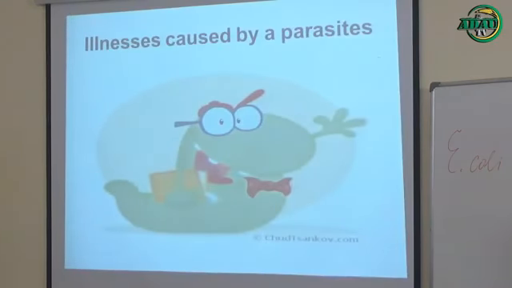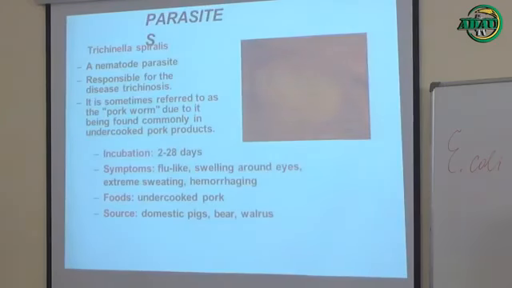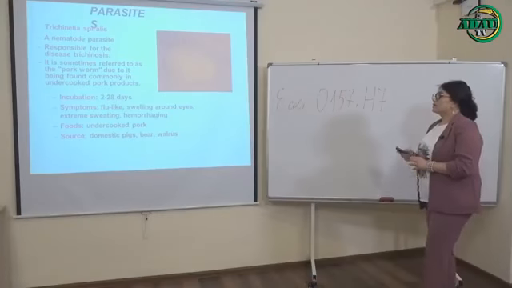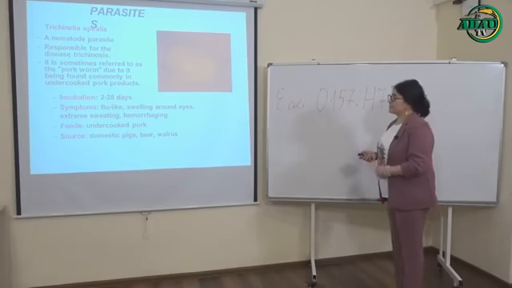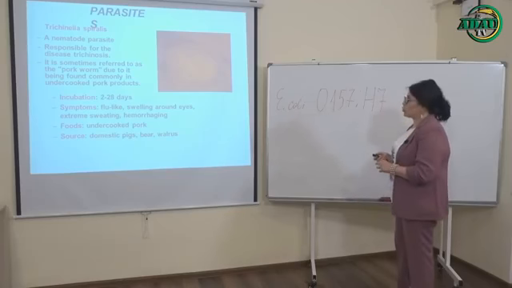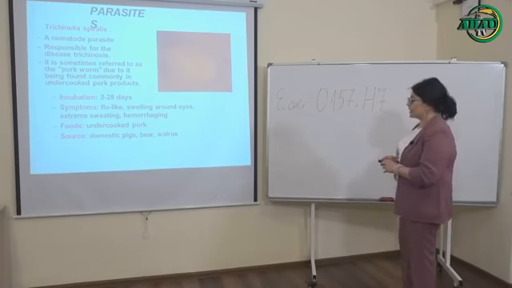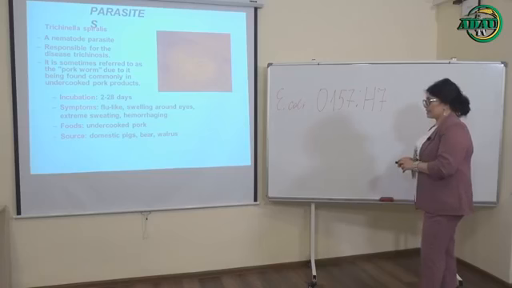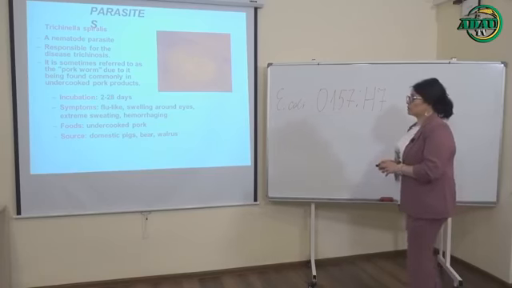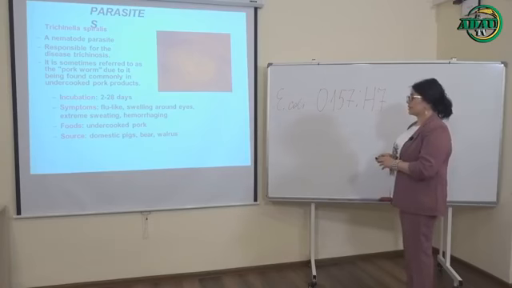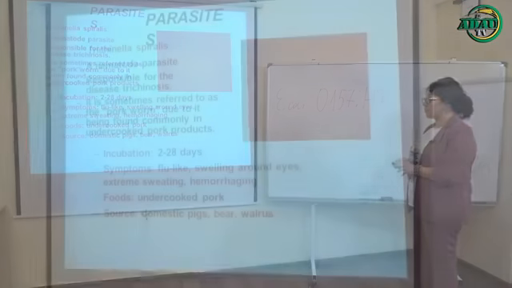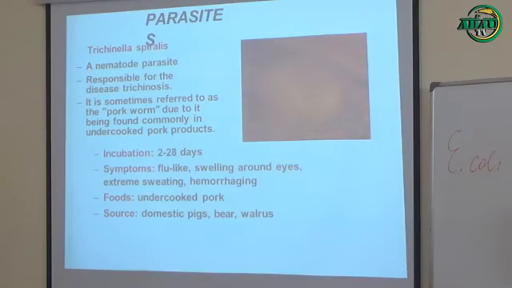So, illnesses caused by parasites. Trichinella spiralis. Incubation period for the foodborne disease caused by Trichinella is from 2 days to 28 days. Symptoms: flu-like, swelling around eyes, extreme sweating and hemorrhaging. Foods: undercooked, mostly undercooked pork. Source: domestic pigs, bear, walrus.